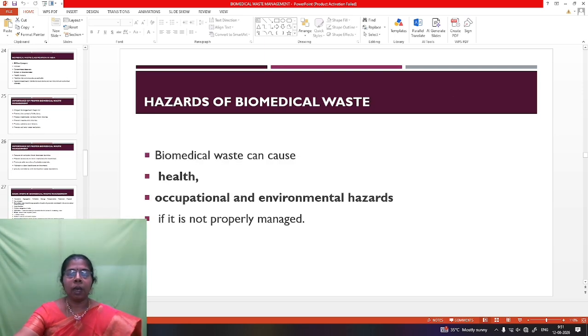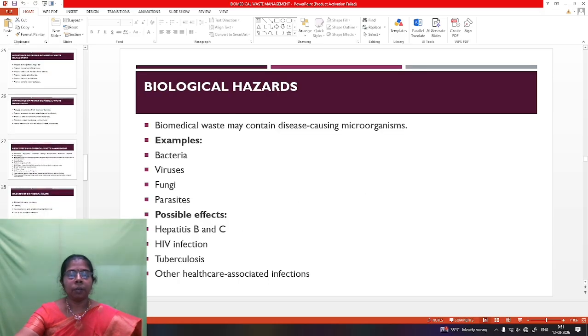Next we can see about the hazards of biomedical waste. What are the hazards we are facing? Biomedical waste can cause health, occupational and environmental hazards. If it is not properly managed, then it will create health hazards. What are the biological hazards? Biomedical waste may contain disease causing organisms, that is pathogens, for example bacteria, viruses, fungi, parasites. The possible effects of these pathogens are hepatitis B and C, HIV infection, tuberculosis, and other healthcare associated infections. So the pathogens may cause diseases.